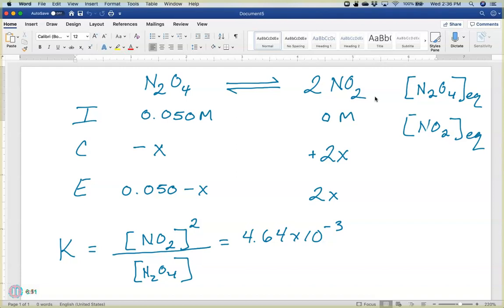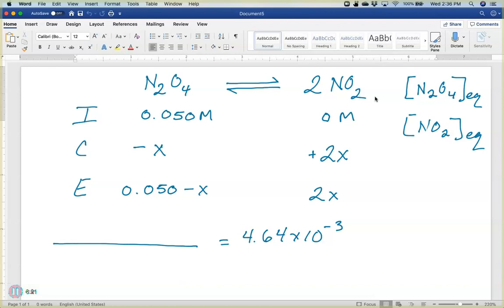So what I can do then is start to replace these variables with numbers that I know. So I'll take my top, right? My equilibrium concentration of my products was 2x, and it's going to be raised to the second power. And then if I have my denominator, which is going to be my reactants, that's my 0.050 minus x. And so I end up with this expression here.